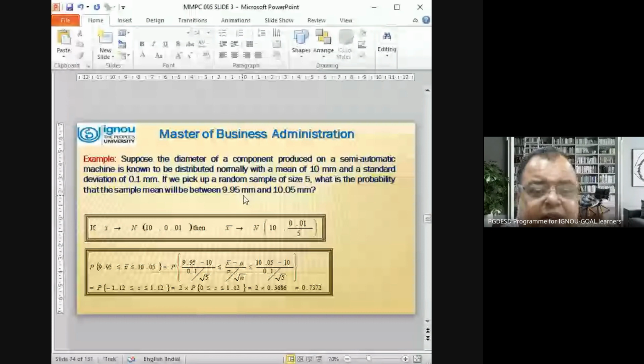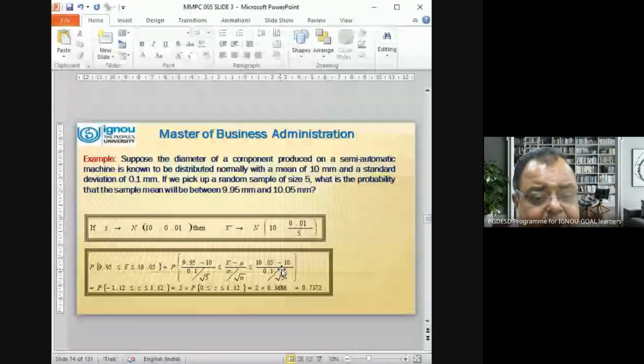Now, to the problem: 9.95 and 10.05. That means 9.95 should be less than x bar, which should be less than 10.05. Replace this with z. Z is what? This is x bar minus mu upon sigma. But now we are talking about this 5, so it will be in the denominator, under root 5. So here everything will change. 9.95 minus mean, which is 10, standard deviation is 0.1 divided by under root 5, the sample size. Correct? This is here, and the second is 10.05 minus 10 upon 0.1 divided by under root 5.